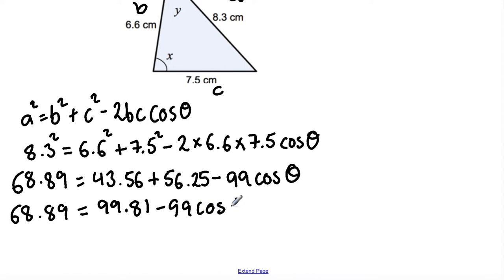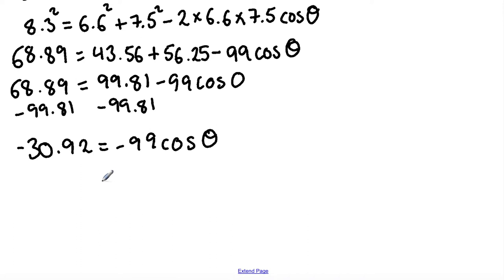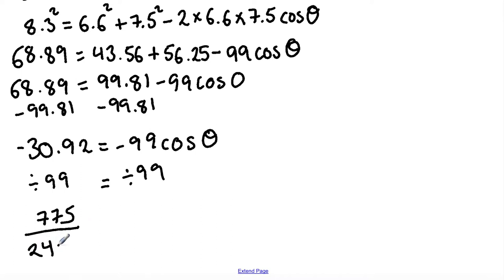I'm going to subtract 99.81 from both sides. Therefore, what we're left with is minus 30.92 equals minus 99 cos theta. I'm then going to divide both sides by negative 99. So what we're left with is 775 over 2475 equals cos theta.